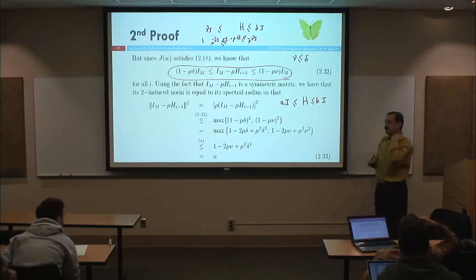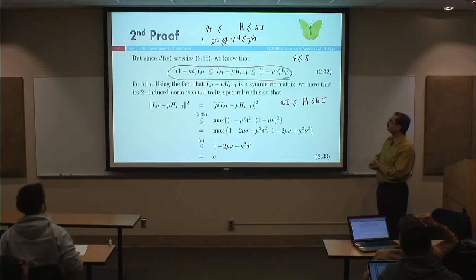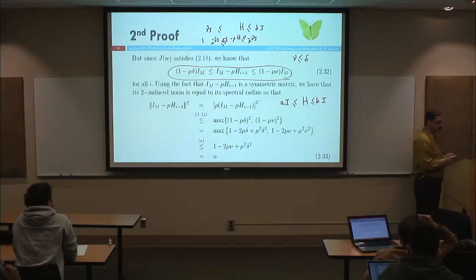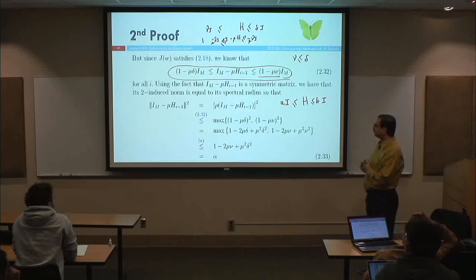However, I think the problem with the above is that 2.32 is valid only if 1 minus mu delta and 1 minus mu are both positive. Because what if the factor 1 minus mu is negative? That's why we needed to apply the maximum, I think.